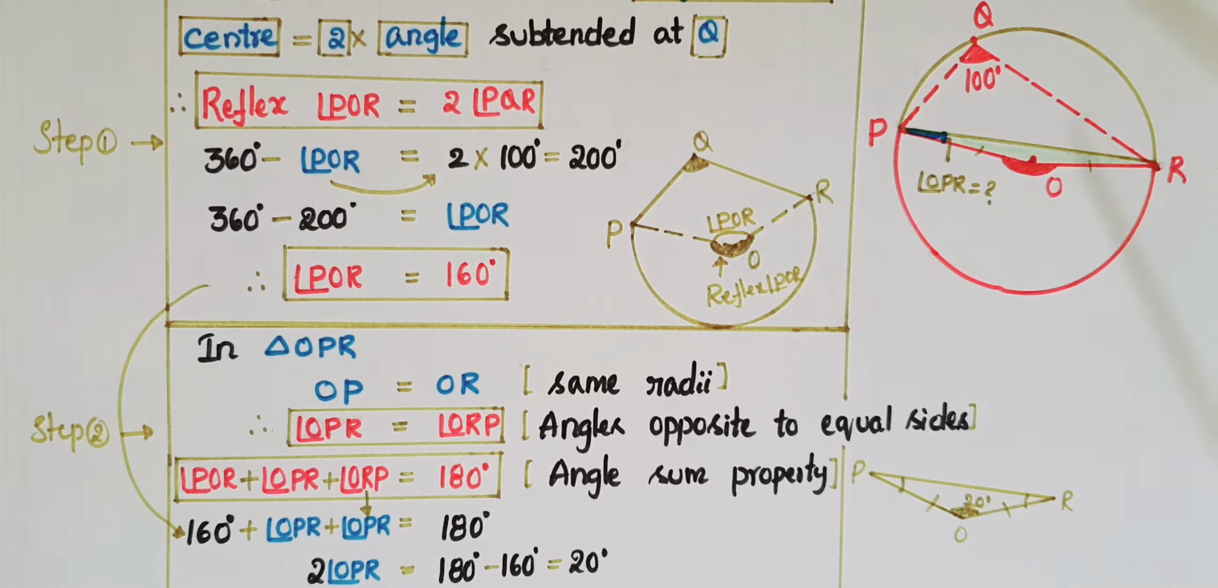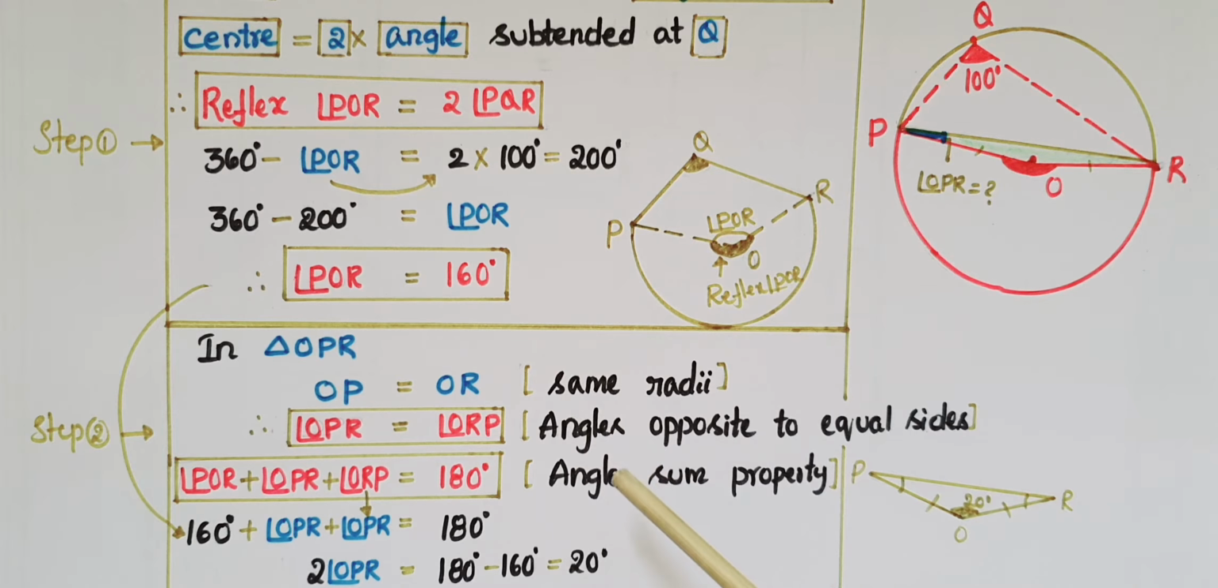Now we have to find angle OPR. This is an angle of this triangle, triangle OPR. In triangle OPR, OP is equal to OR. These two sides of this triangle are equal because they are radii of the same circle. And we know that angles opposite to equal sides are equal. Therefore, angle OPR is equal to angle ORP.